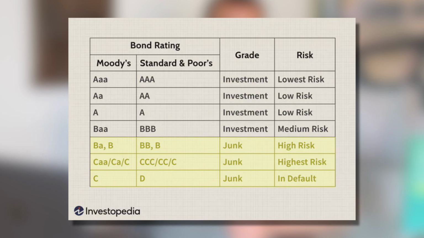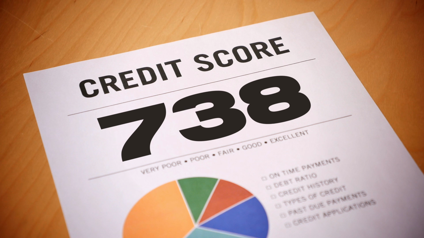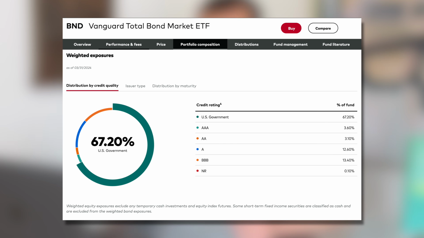Below BBB, you have what's called junk bonds. They have a lower credit rating, and they do pay a higher rate of interest, however, the risk of default is higher. That would be like loaning somebody money with a credit score in the 600s. They're going to pay a higher rate of interest, but there's definitely some risk involved with the repayment. With BND, the Vanguard Bond ETF that I just showed you, all of the corporate bonds owned are investment grade, having a rating of BBB or better.